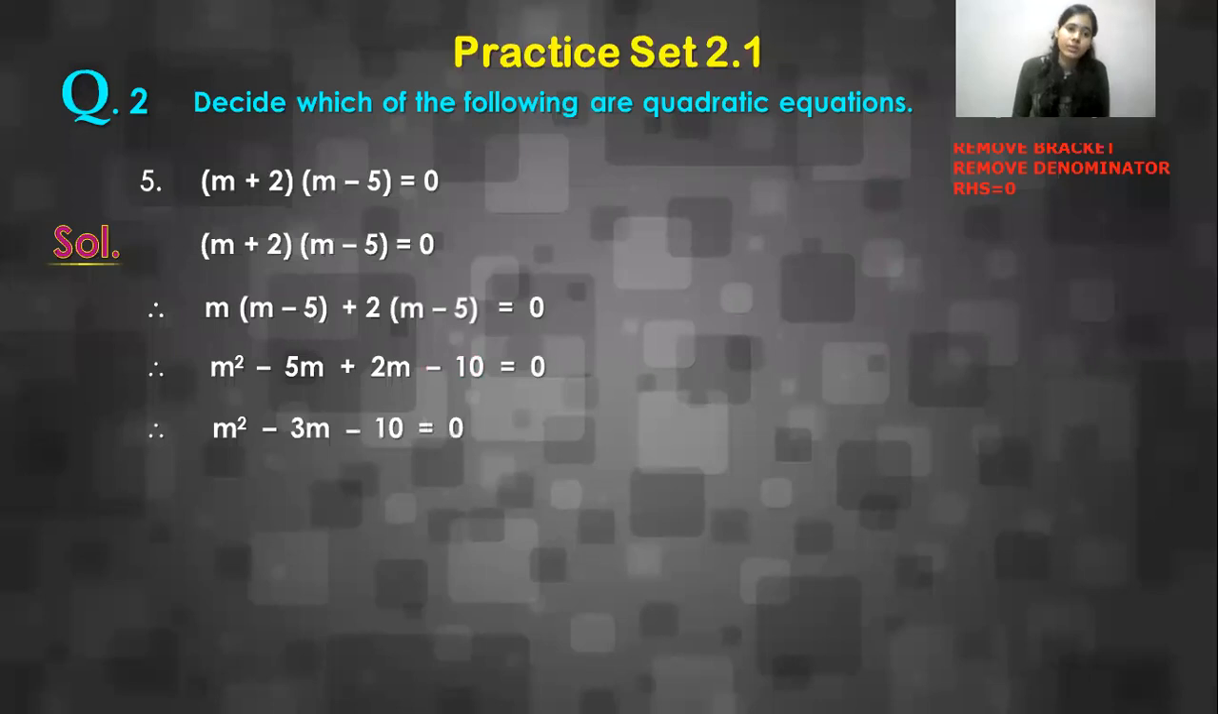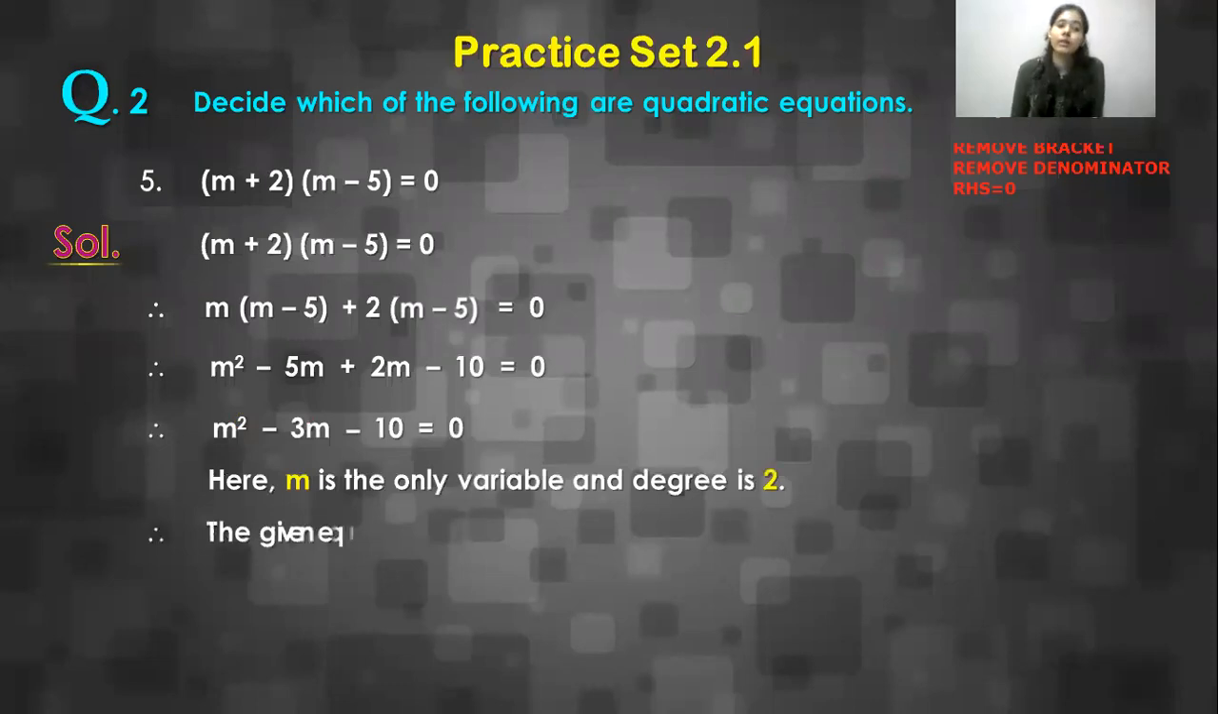Now it is very easy to justify कि quadratic है कि नहीं है. We can see m is the only variable, as well as the degree is also 2, which means it is quadratic equation. Got it everyone? सबको समझा? Easy है ना? Just opening the brackets, nothing else. Bracket open किया था हमने. Okay.